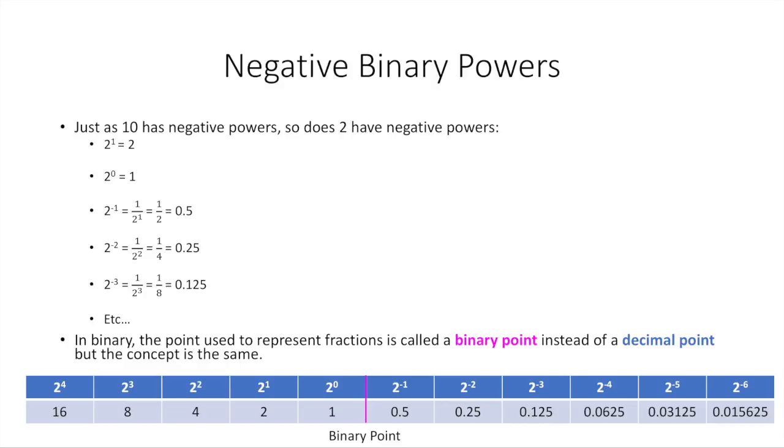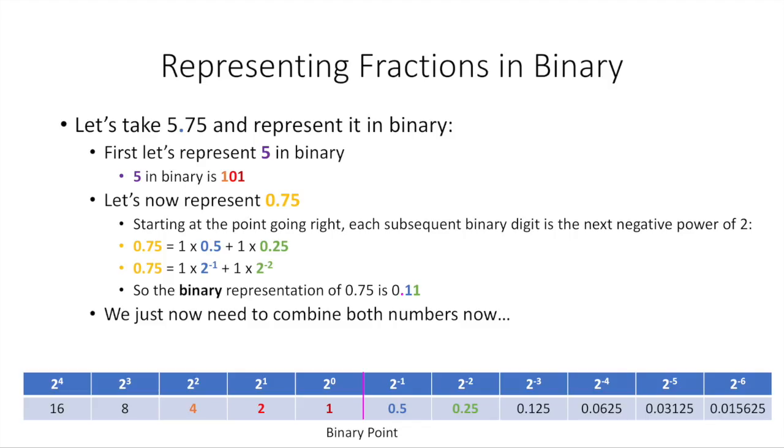So in binary, we represent fractions with the binary point. We had the decimal point, right? Like 0.5, that's a decimal point because we're writing in decimal with 10 digits. Now, if we're writing in binary, we're going to have a binary point where, on the right-hand side of that, it's going to be fractions of a whole number. So now let's see how we can represent a fraction in binary. Let's take the decimal number 5.75 and represent it in binary.